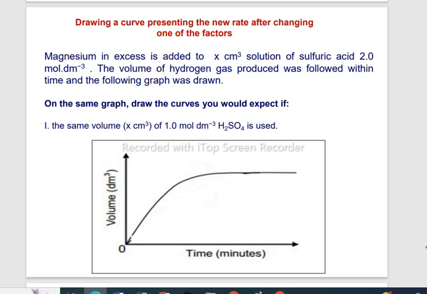According to the question, magnesium in excess is added to X cubic centimeter solution of sulfuric acid of 2 mole per decimeter cube. In this example, we have magnesium, which is added to the sulfuric acid H2SO4. In any question, there should be an excess reagent and another limiting. According to this question, the excess is the magnesium, and the limiting is the sulfuric acid.